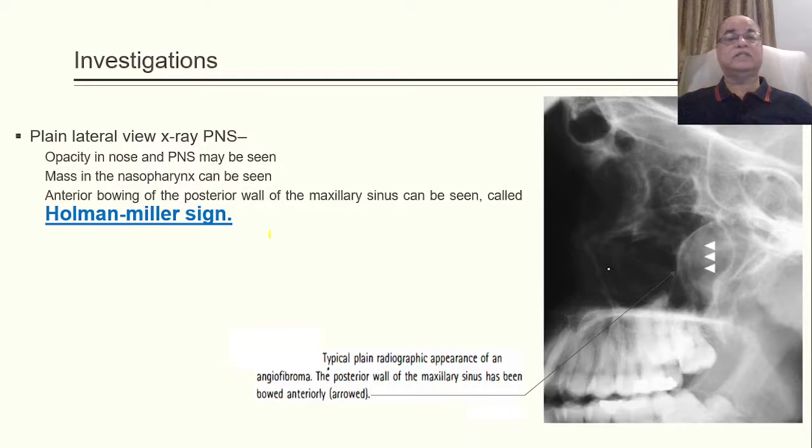As far as radiology is concerned, the plain lateral view X-ray of the paranasal sinuses will show us the anterior bowing, what we call as... this is the maxillary sinus, this is its posterior wall, and this arrowed area is a soft tissue density mass, which is pushing this posterior wall anteriorly forward. So this forward displacement of the posterior wall of the maxillary sinus, or what we call anterior bowing of the posterior wall of the maxillary sinus by a soft tissue density mass, is called the HOLMAN-MILLAR sign, and this is a typical plain radiographic appearance of an angiofibroma.